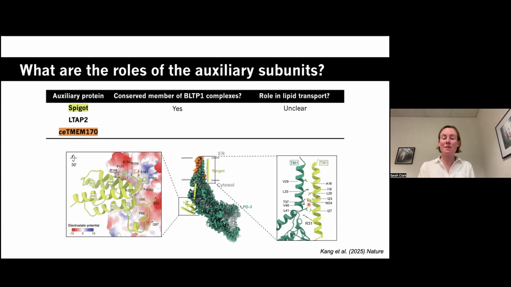So spigot interacts with the transmembrane domain of LPD-3, and then it sort of wraps around the outside of the tunnel in the cytoplasm and terminates in this 4-helix bundle that's embedded in the side of the tunnel. Most of these interactions are electrostatic, but it's a very extensive interaction that's keeping spigot attached to LPD-3. It could be necessary for stability, could be necessary for localization to the ER. We're not really sure at this point, but it is definitely essential.